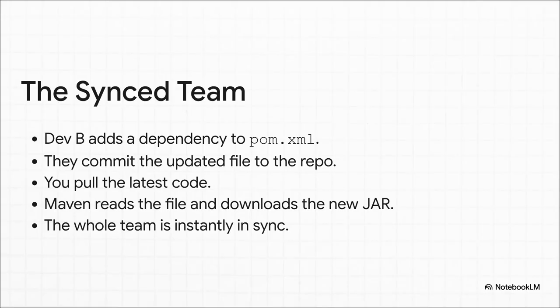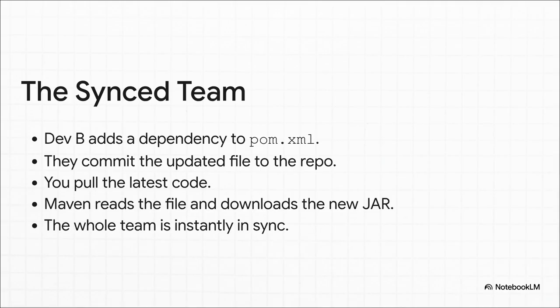So let's replay that team scenario from before, but with Maven. Developer B adds a new library just by editing the pom.xml. They commit that one file. The next day, you pull the latest code. Your system sees the change in the POM, automatically downloads the new library for you, and that's it. You're perfectly in sync. No meetings, no broken builds, no "it works on my machine."